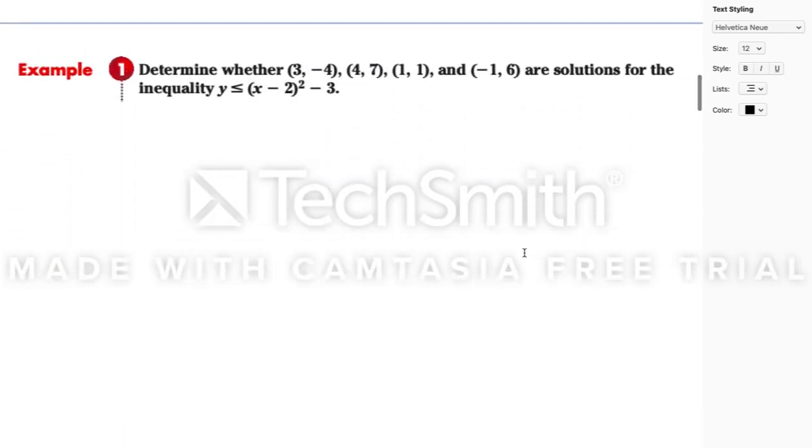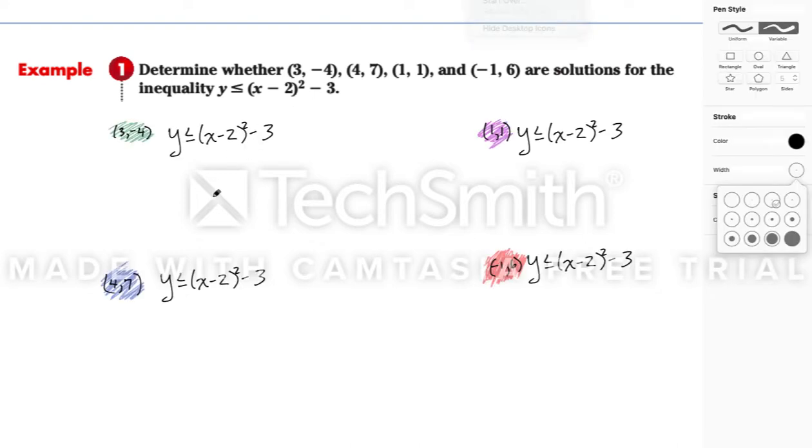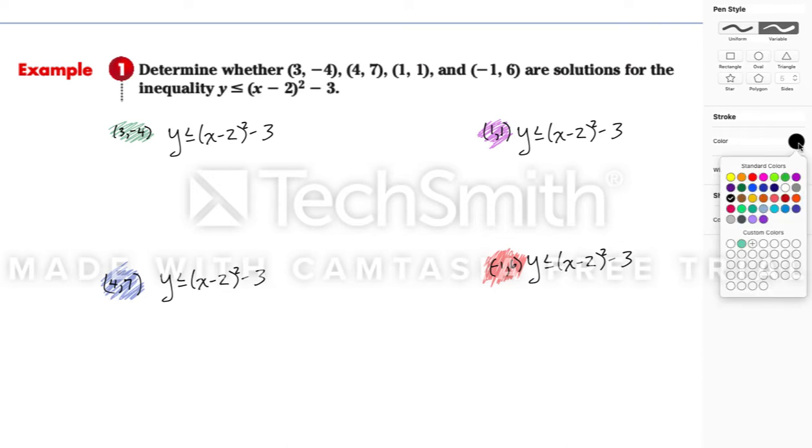All right, so the first thing that we're going to do, example 1 asks us to determine whether these points, (3, -4), (4, 7), (1, 1), and (-1, 6), are solutions for this particular inequality. What we're going to do is take each point, plug it into the inequality, and see if it satisfies the situation. I tried to color code it so that we could have an easier time following the information. I'll take the time to do the first one, and the rest I'll just show you the work for.